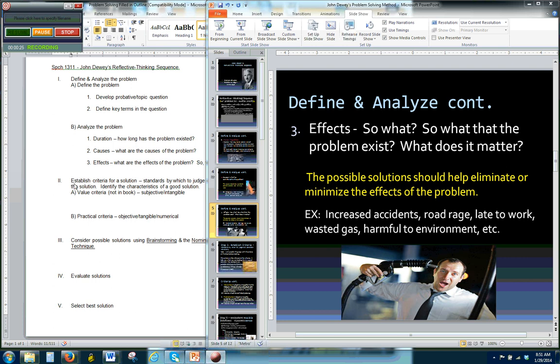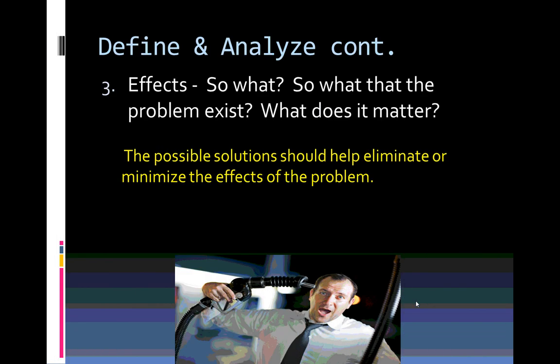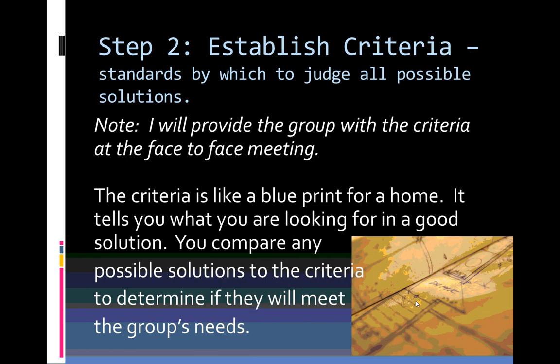We're going to talk about step 2, establishing criteria, not because you need to include it in your wiki page, but because we'll be using this part at our face-to-face meeting. So let's talk about criteria, what criteria is, and how to establish it. Criteria consists of the standards by which we judge all possible solutions. The criteria lets you know what you're looking for in a good solution.